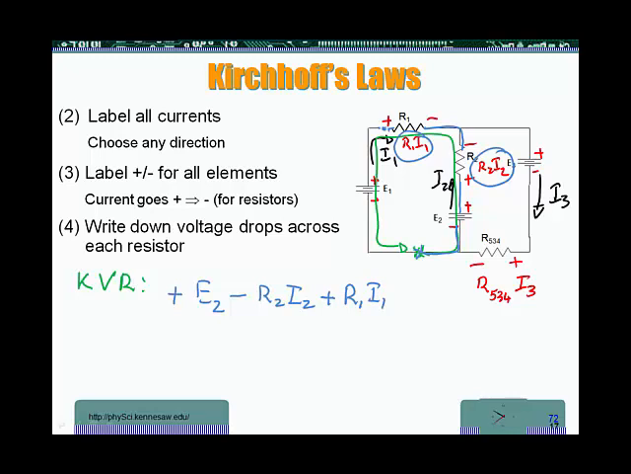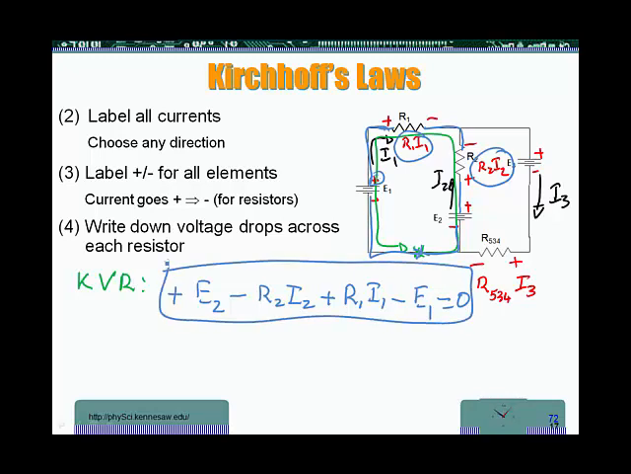And then I continue. And guess what? I meet a plus. So I meet a plus of a battery. So I go from a plus to a minus. So that's a drop in voltage. That's minus E1. And I'm back at the same place. So I write this as equal to 0. That is Kirchhoff's voltage rule for that loop.